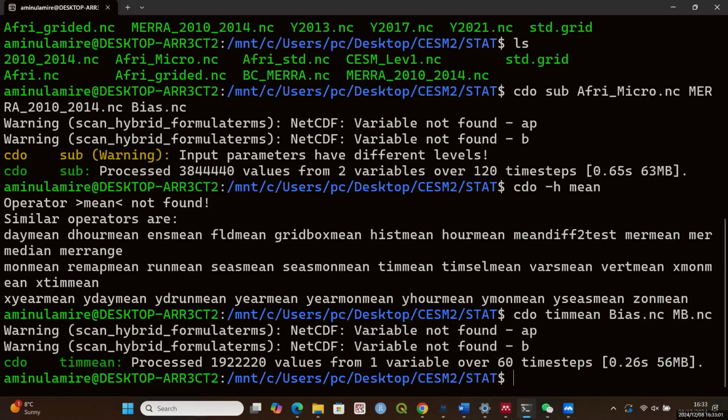We just want to calculate a mean for all that time period. So if you do CDO timmean, it will calculate your mean. This is what I've just done here: CDO timmean, input file the bias, then the output mean bias. So after calculating, can you try to display it in GrADS?